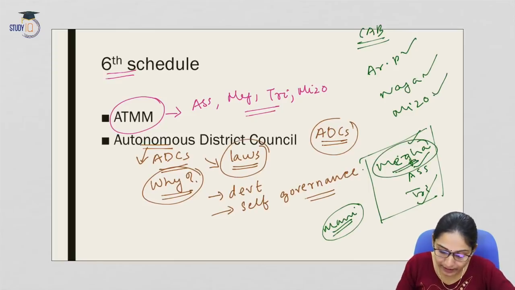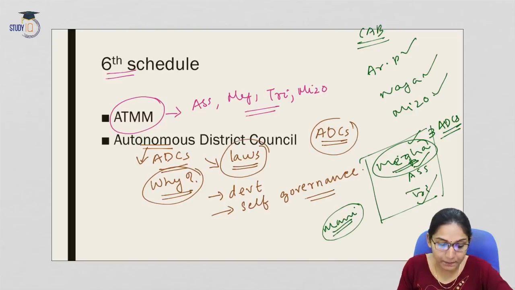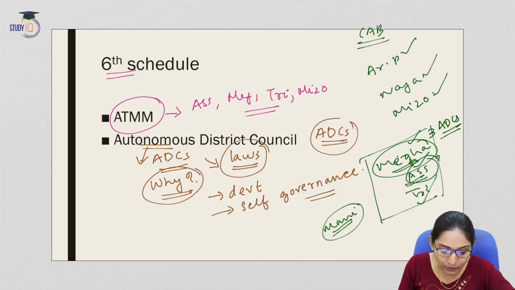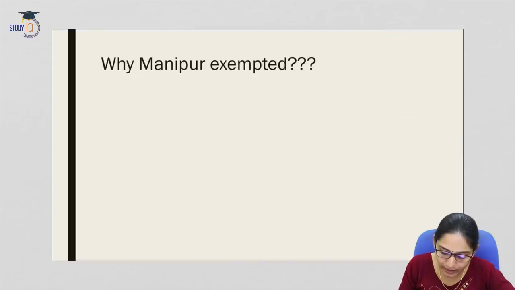the first one is Meghalaya. The tribal majority in Meghalaya has 3 ADCs, the Autonomous District Councils, that cover almost the entire state except a small part of Shillong. The second one is Assam. Assam also has 3 ADCs and Tripura has 1 ADC.